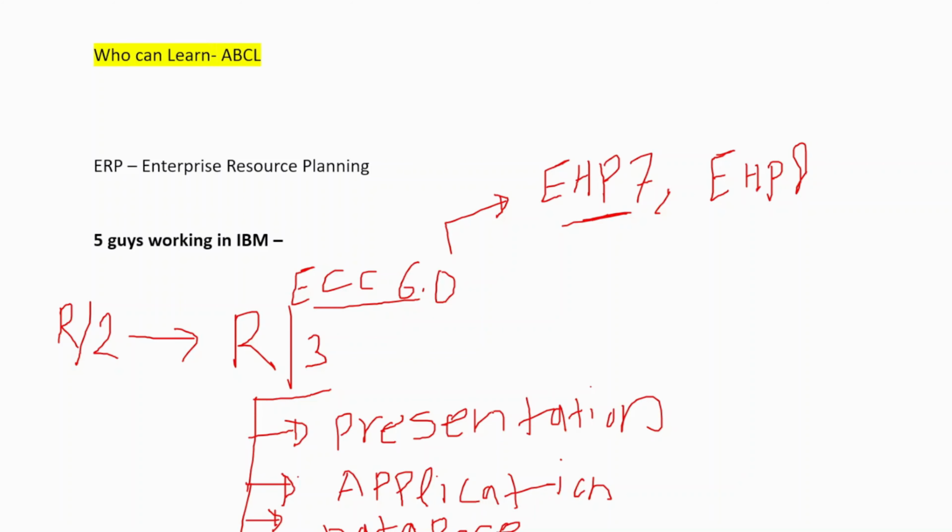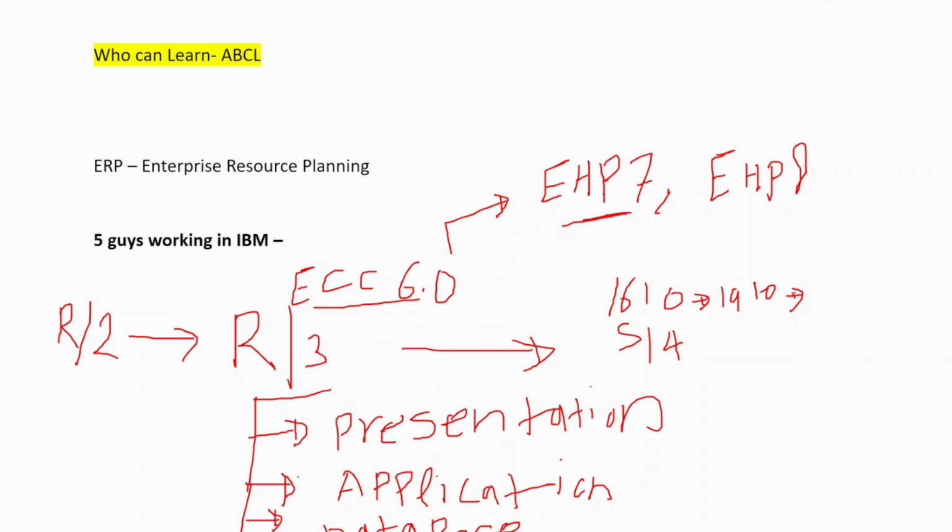Okay, so these three layers are there. Then S4 HANA came into the picture. In S4 HANA itself, there are so many versions. Initially that was 1610, a release version. Then the 1910 version just came. Then 2016, 18, 19, 20, so many versions.